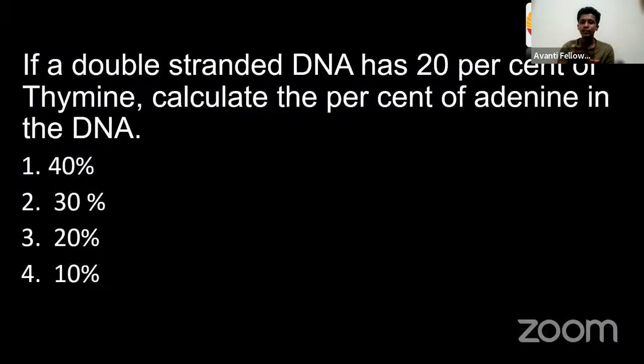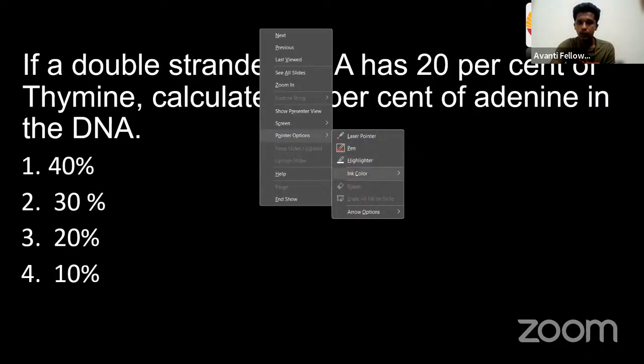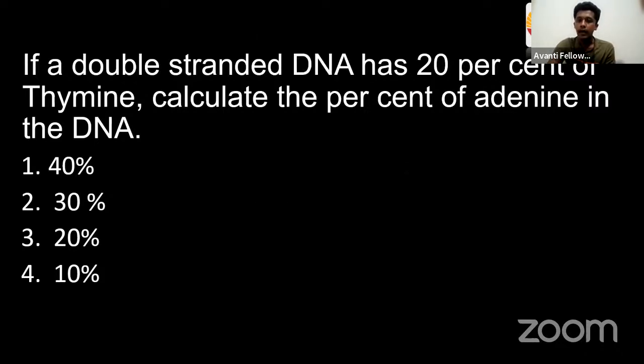Now, using this Chargaff's rule, let us solve a question. You have the equation already, so let us see the question first. In a double-stranded DNA, it has 20% of thymine. Calculate the percent of adenine in the DNA. Here are the options: 40%, 30%, 20%, and 10%. I will launch a poll and give you 1 minute to solve this question. You can answer it using the polls.